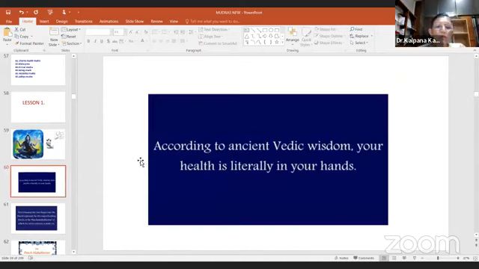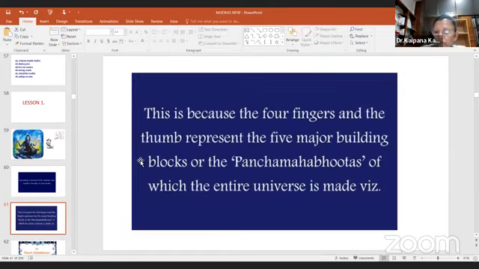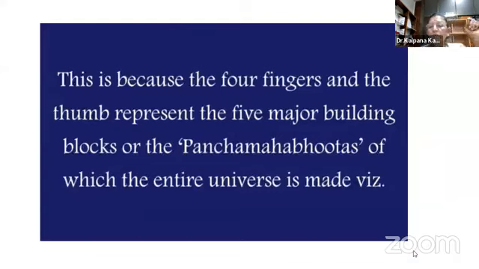Okay, so now, according to the ancient Vedic wisdom, our health is literally in our hands. That's what it says. How do you think the health is in your hands? How would you say that? This is because all the 4 fingers and the thumb represent the 5 major elements, the Panch Mahabhut. Maha means great, and Bhutas means the elements, right? So the great elements, then you have the little elements, but the great elements are all connected to your fingers, and this again is in the entire universe.